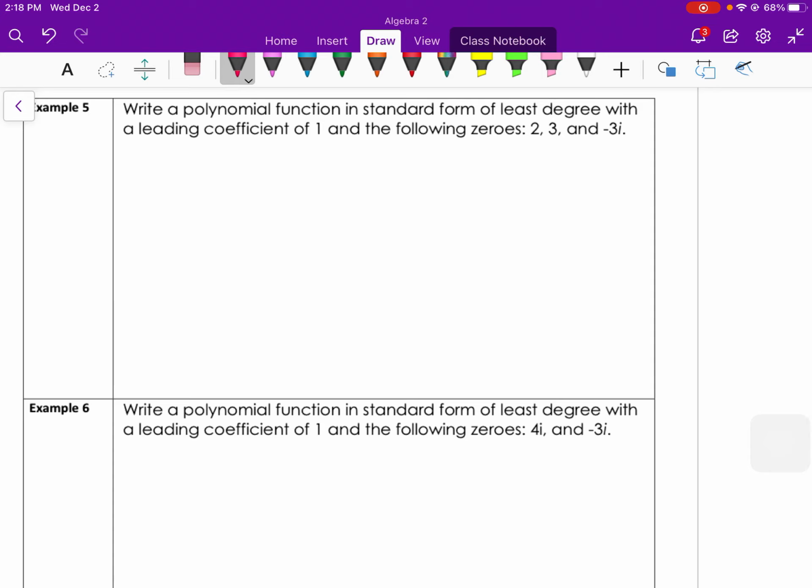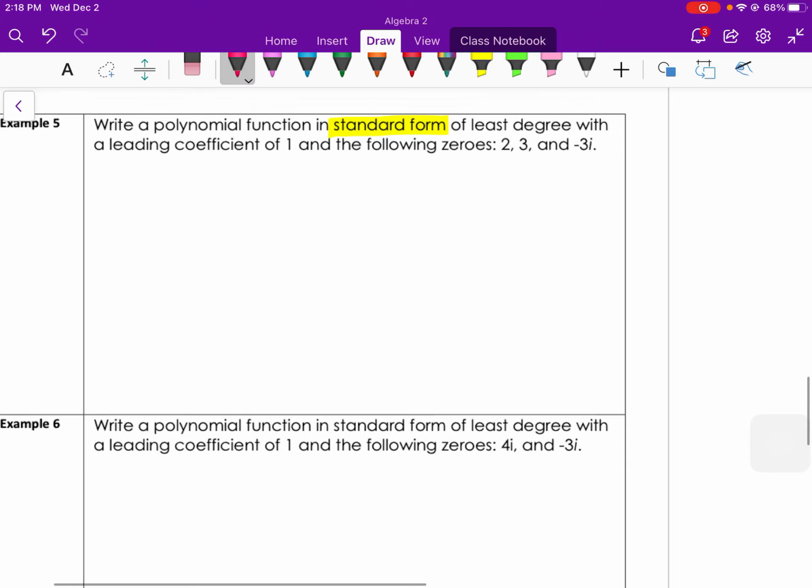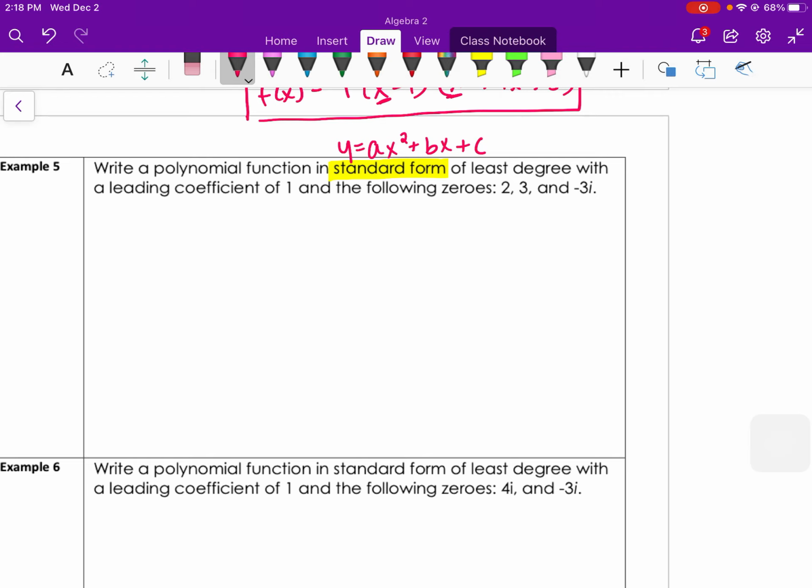Okay, this one, I want it in standard form. Standard form of a quadratic is ax squared plus bx plus c. Cubic would be ax cubed plus bx squared plus cx plus d, and etc. So start with factored form. So y equals leading coefficient of 1. The zeros are x equals 2, so you have x minus 2.